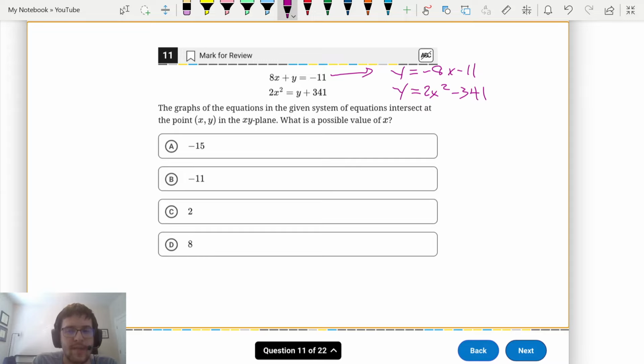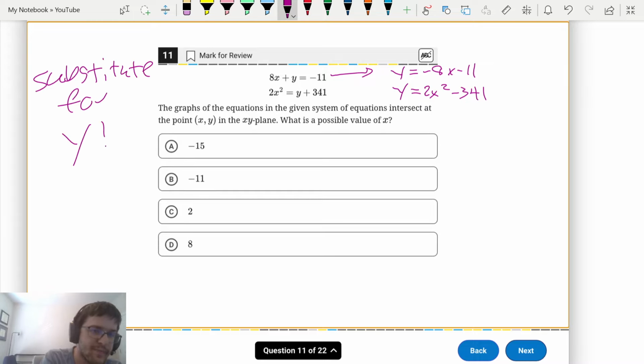Okay, so now we're going to substitute for y. That's always the strategy for these linear quadratic systems: substitute for y. Well, now that I've got y equal on both of them, I can just set them equal, right? So y equals y, right? 2x squared minus 341 equals negative 8x minus 11.